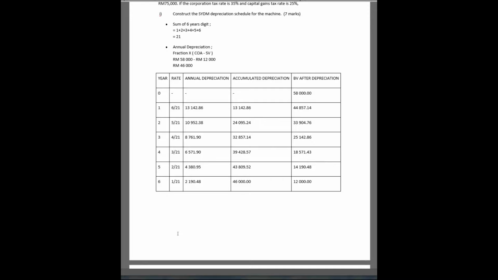Annual depreciation is 2,190 and 48 cents. The accumulated depreciation is totally 46,000 and book value after depreciation is 12,000.